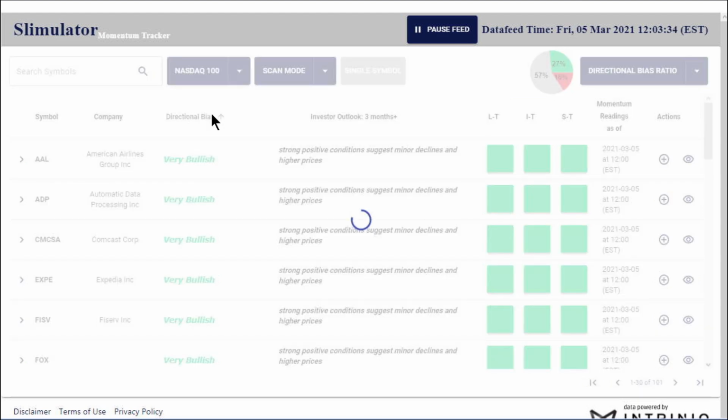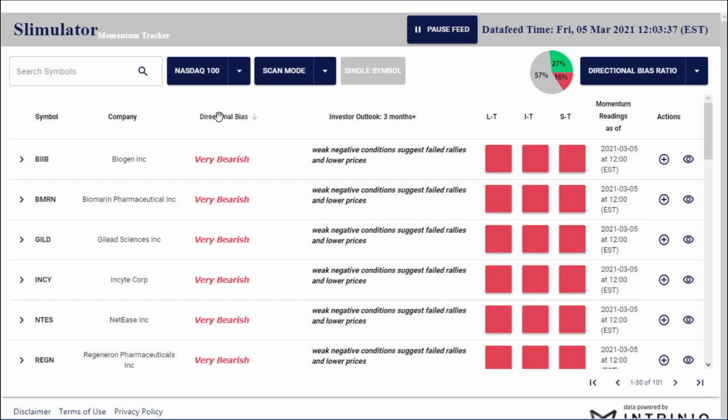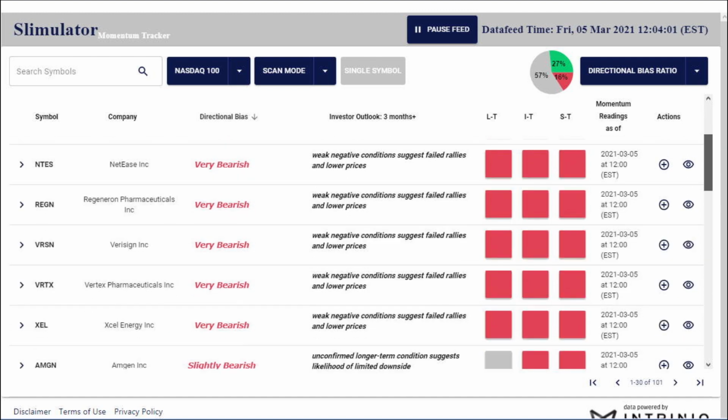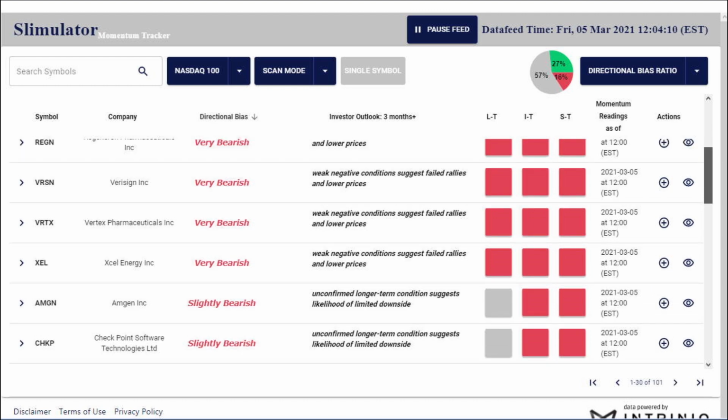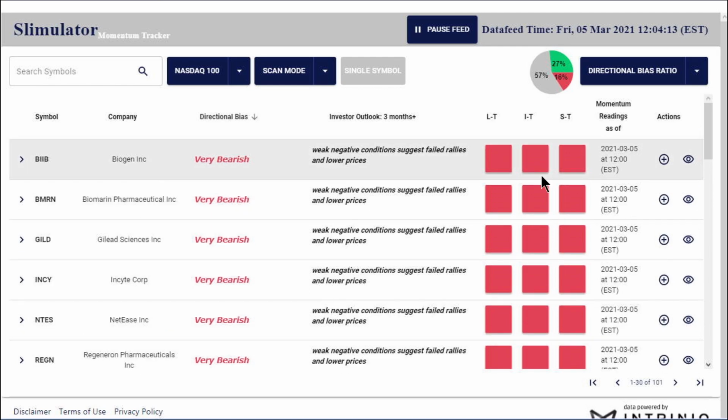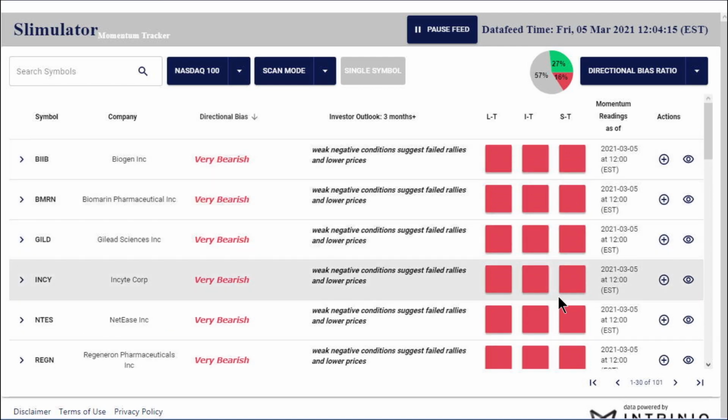Let's now do a little more scanning right in here, and let's change this to the most bearish, the ones that are very, very, very bearish. And here, the top 6 you can see: Biogen, another biotech. So there's 3 biotechs right over there. Gilead, the third one, very bearish. Insight Corporation, NetEase, Regeneron. You can see those bios are just in terrible shape right there. VeriSign, Vertex, Excel Energy, and Amgen. Those are another one of the biotechs really in bearish condition. And you can see these negative conditions that are right in there.